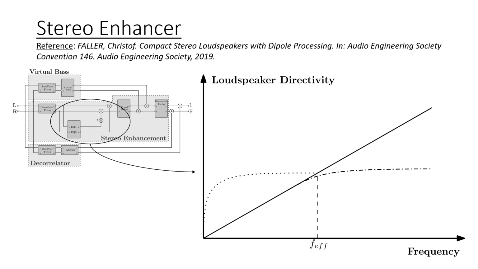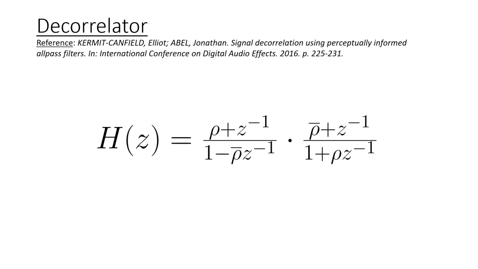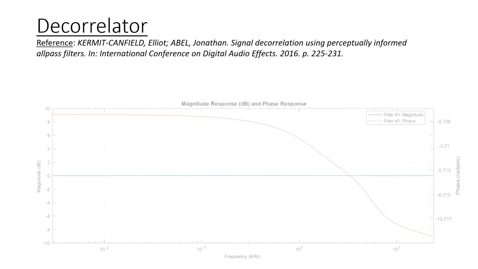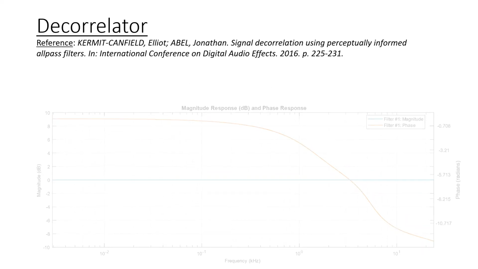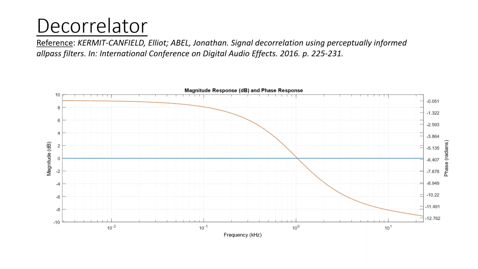Operating on the medium-high range of the audio band, the correlator widens the apparent source width by decorrelating left and right channels. This effect is achieved by cascading second-order sections of infinite impulse response all-pass filters. The single all-pass filter transfer function is shown here, and these are its magnitude and phase responses. As you can see, the magnitude response is typical of an all-pass filter, so it remains unchanged, while the phase response has a characteristic slope. Every filter iteration has a random frequency and a random slope.